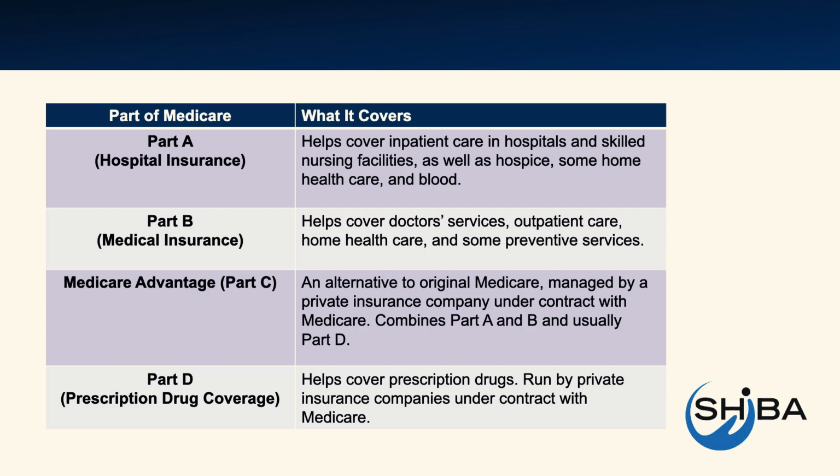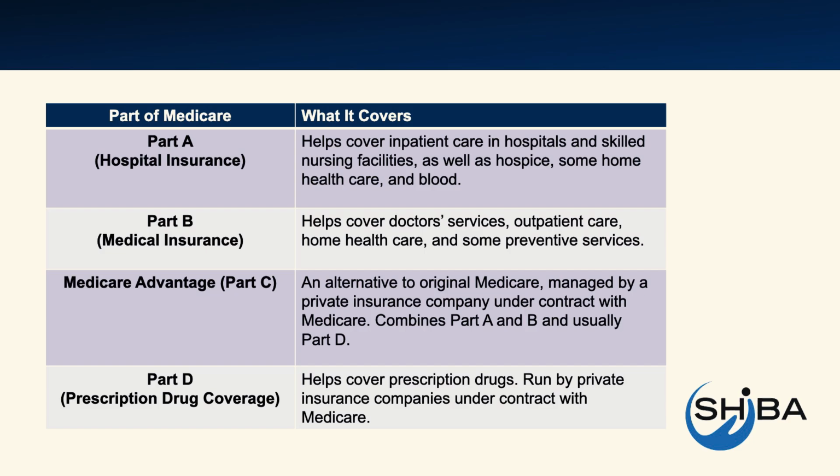Part B helps cover doctor services, outpatient care, home health care, and many preventive services. Part A and B are considered Original Medicare. Medicare Advantage plans, also known as Part C, are an alternative to Original Medicare. They are managed by private insurance companies that are under contract with Medicare. These plans must cover what Parts A and B cover, and they usually include Part D.